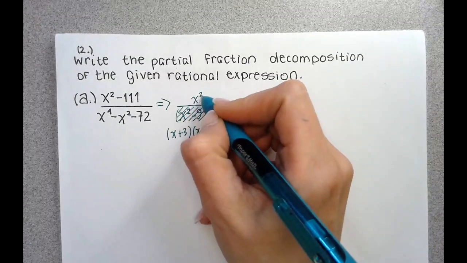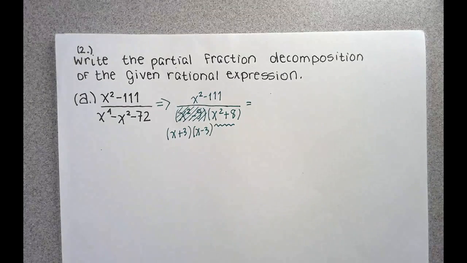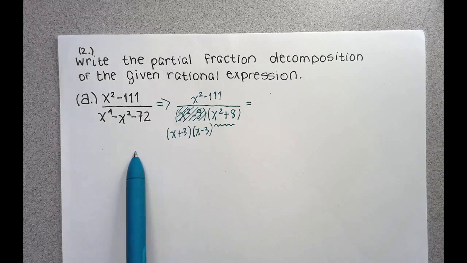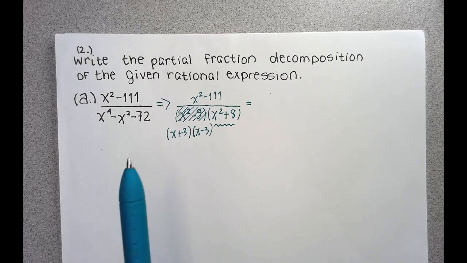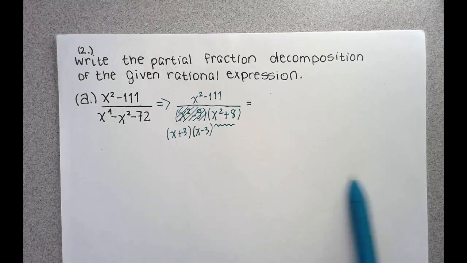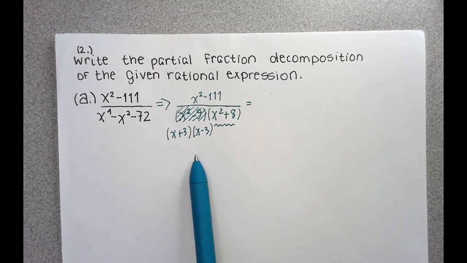You don't factor your numerator. I'm just leaving it x squared minus 111. And now I'm going to set up my decomposition. What other things do I know? I know that this is fourth degree. That means I'm going to have A, B, C, and D in my setup. That also means you're going to end up with 4 equations. So when all is said and done, I should have constants in my setup. I should have linear, quadratic and cubic. Okay. Then you know you're doing it correctly.